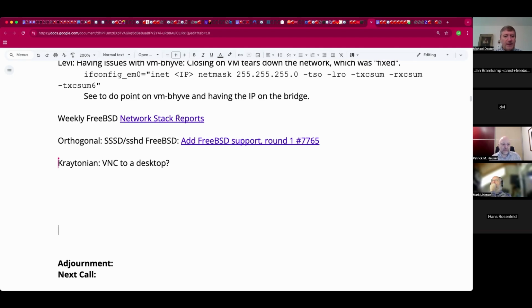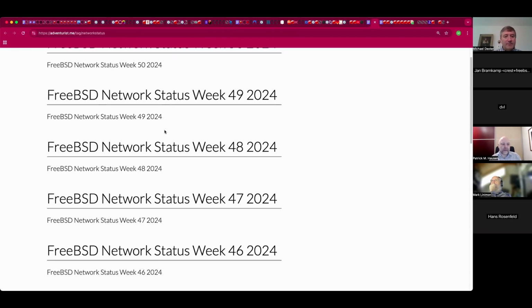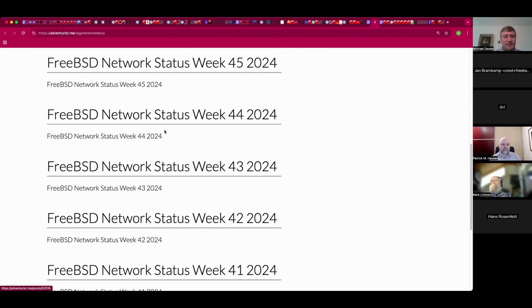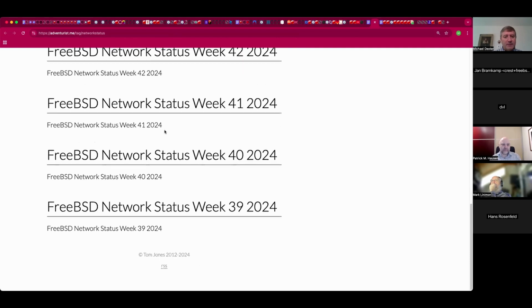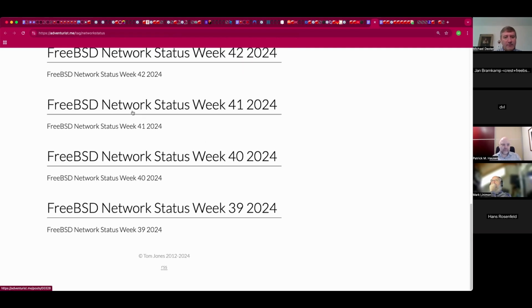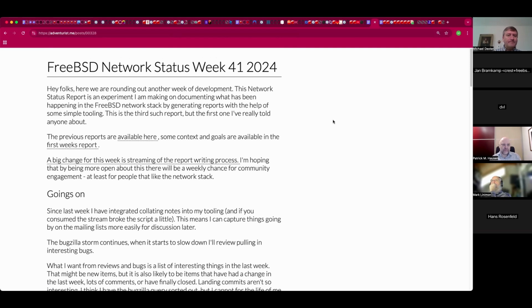Moving on, has anyone seen the FreeBSD weekly network stack reports? This just flew by on social media, and I thought that is vaguely interesting. There are a whole bunch of placeholders, except when you get to one, let's click a random one. Boom. Hey, folks.